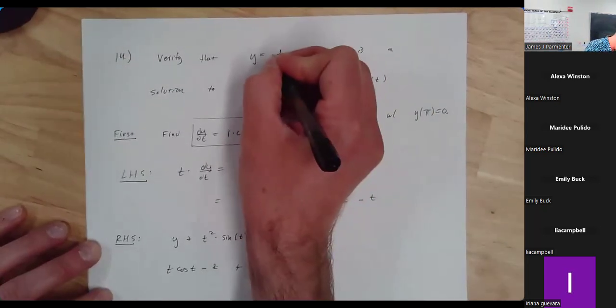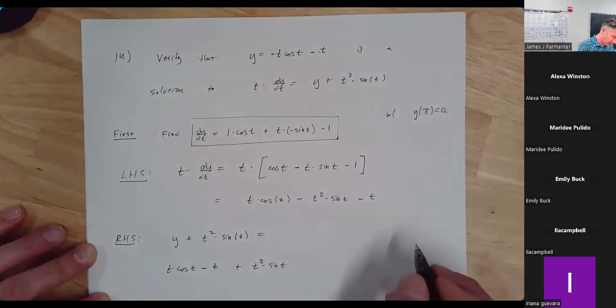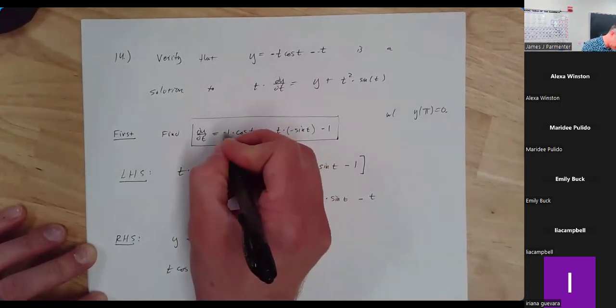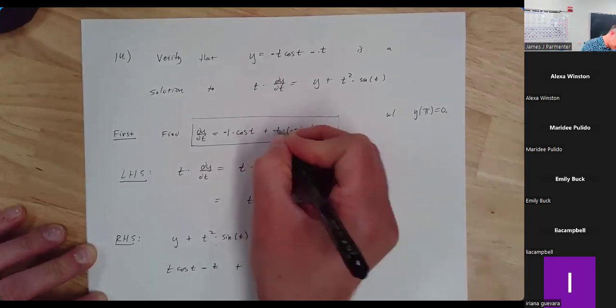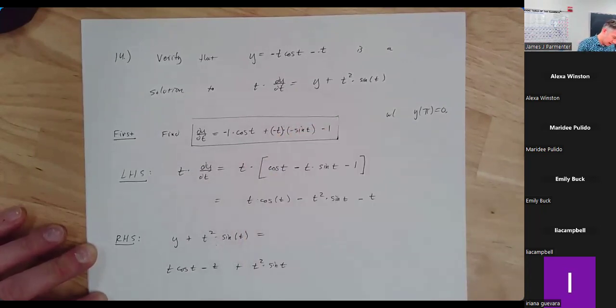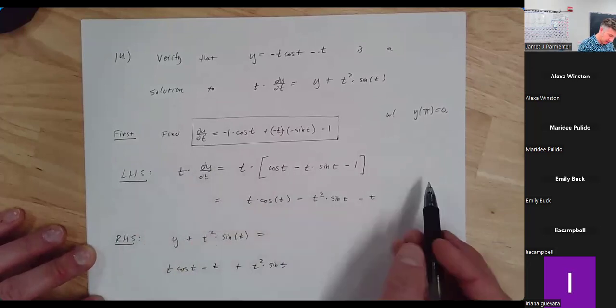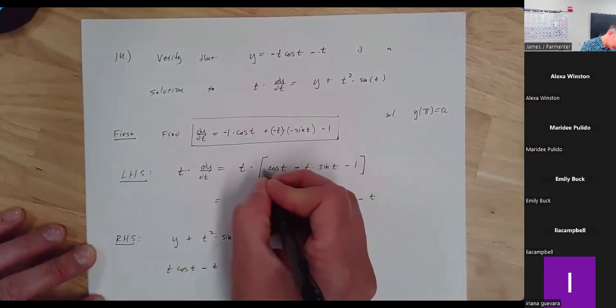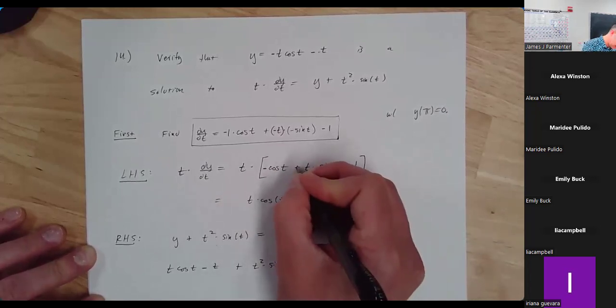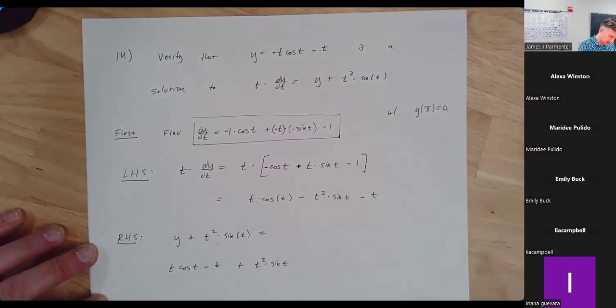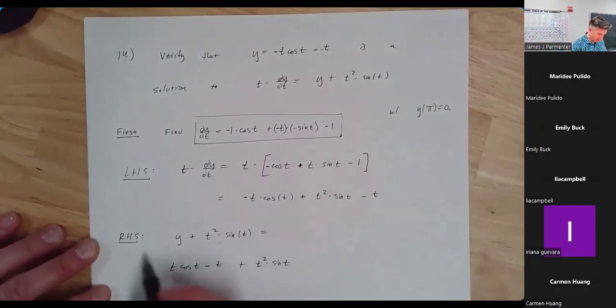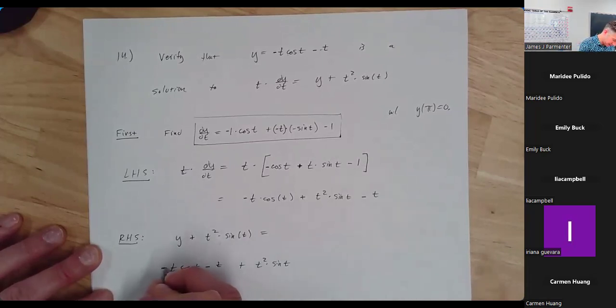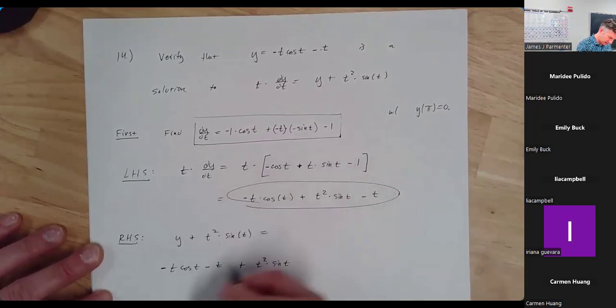So we should have a negative t there, which means our derivative would have been negative 1 times cosine of t plus negative t times negative sine of t. And then our left-hand side would have been t times all that. So fixing this a little bit, it's a t times a negative cosine plus t times sine of t, still minus 1. We distribute the t, we get a negative t times cosine of t plus a t squared times sine of t minus a t. And then our y plus t squared sine of t should be negative t cosine t minus t plus t squared sine of t. And then we ask, are these the same?